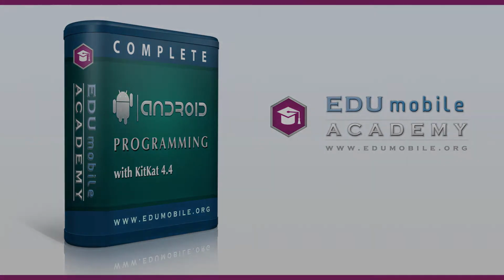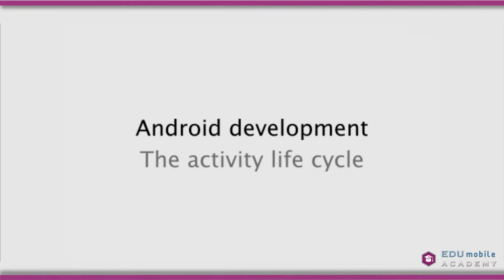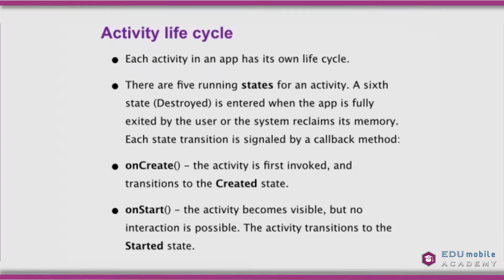Now we're going to talk about the activities and activity life cycles. So here we go. Every activity in an app has its own life cycle. It is born, it lives, and it dies. There are 5 running states for an activity. These are the states in which the activity can be said to be actually running.